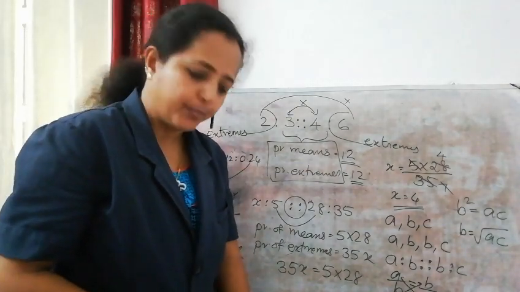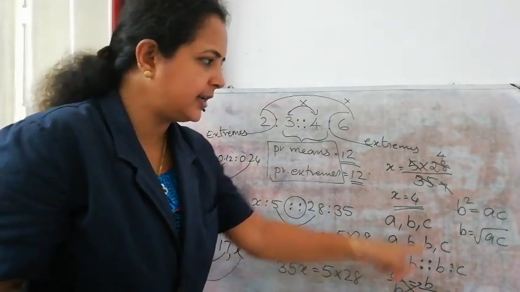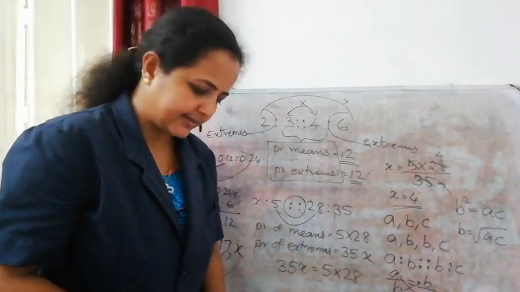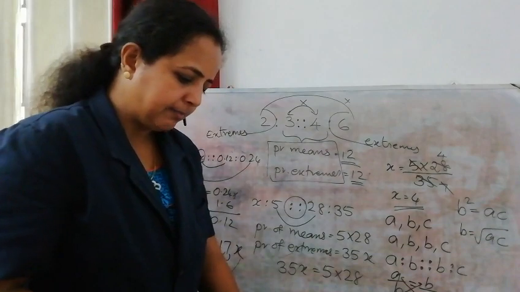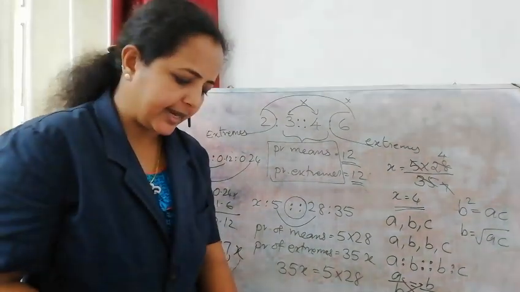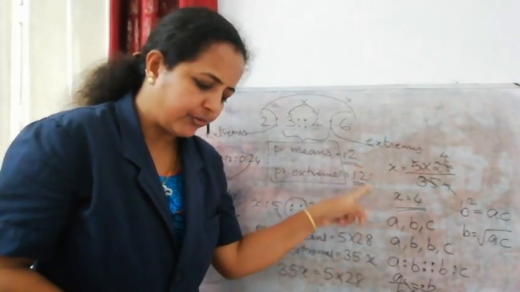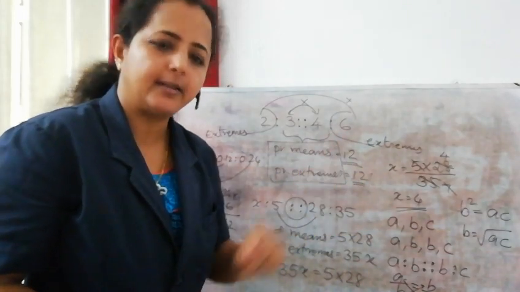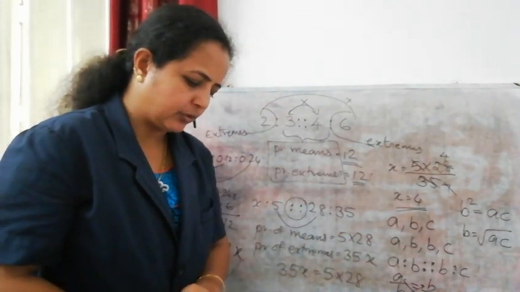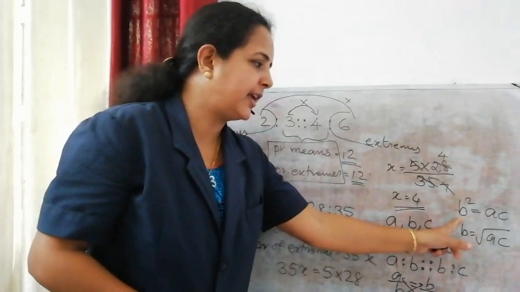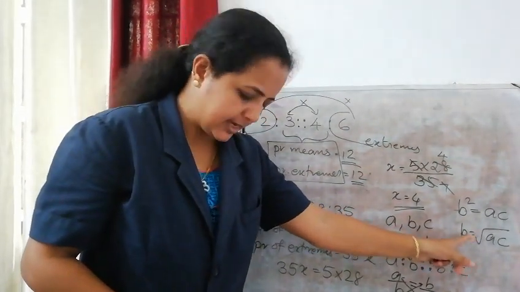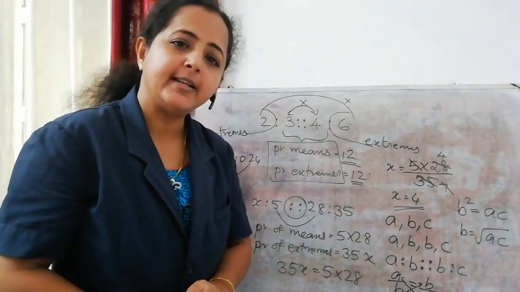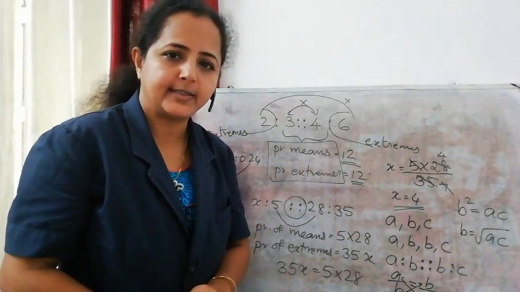So if they are in continued proportion, we can say that B square is equal to AC. B is called the mean proportional, and A and C are called the first proportional and third proportional. So the mean proportional B, we can write as the mean proportional between A and C is equal to square root of AC.